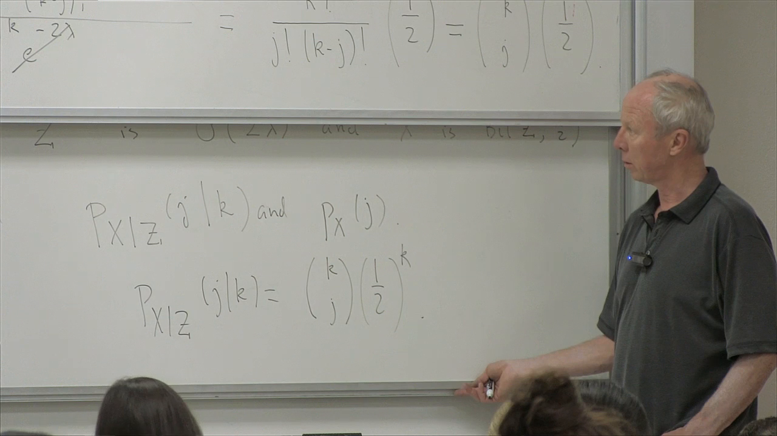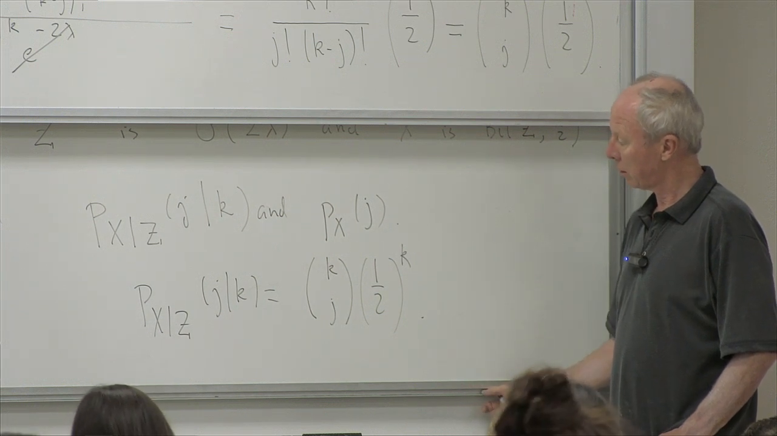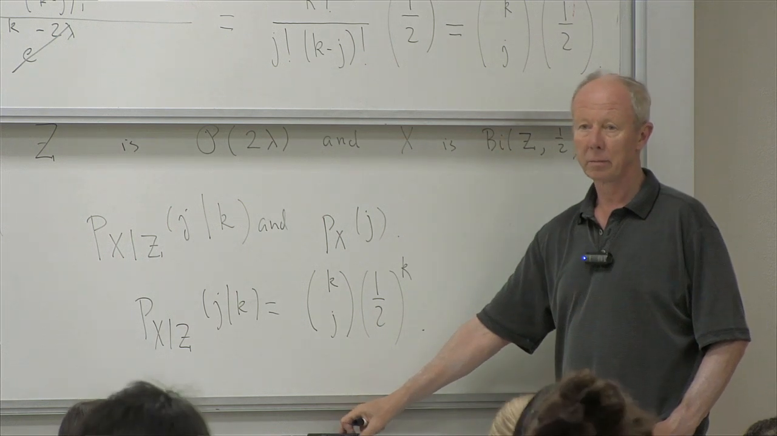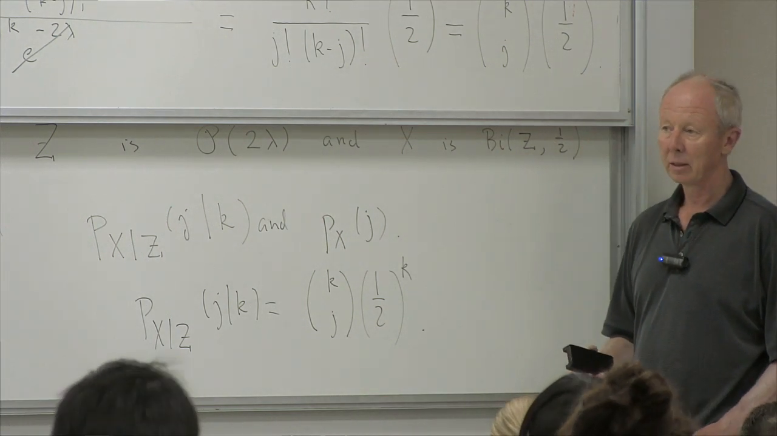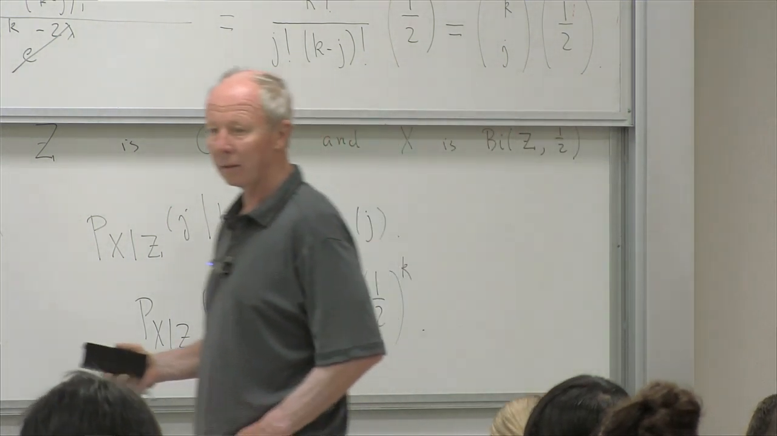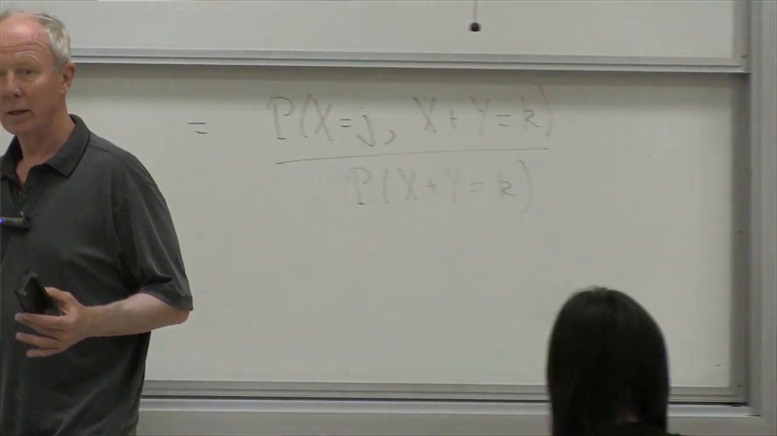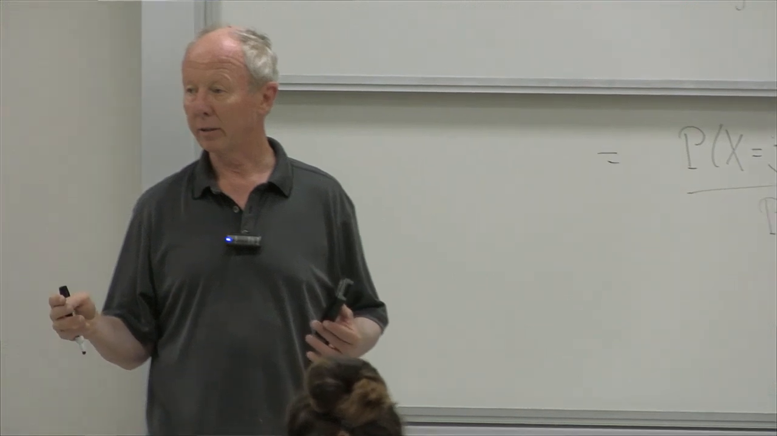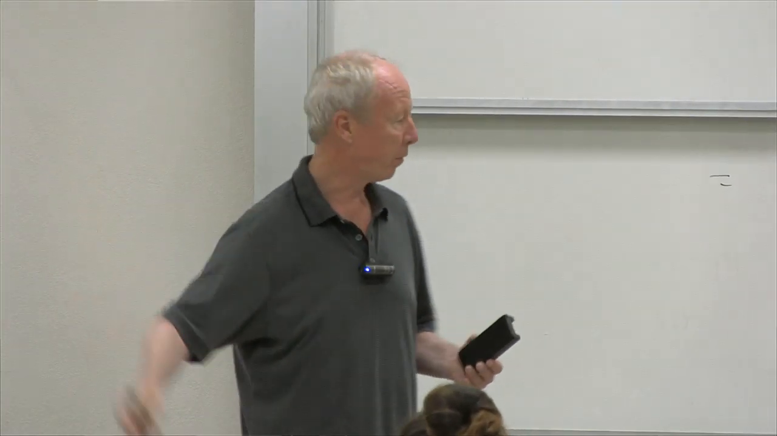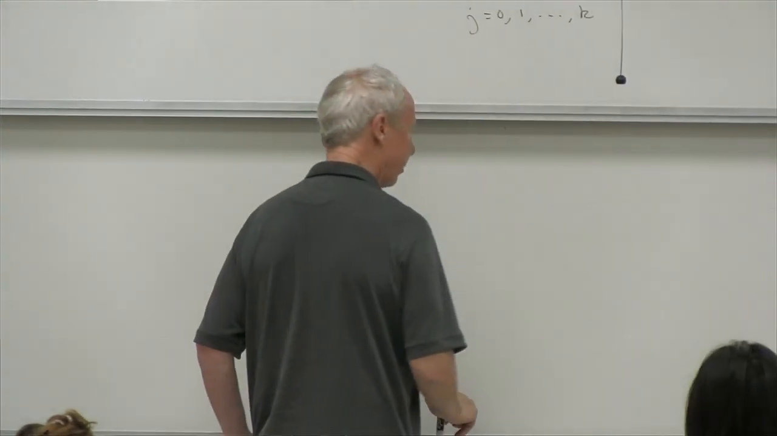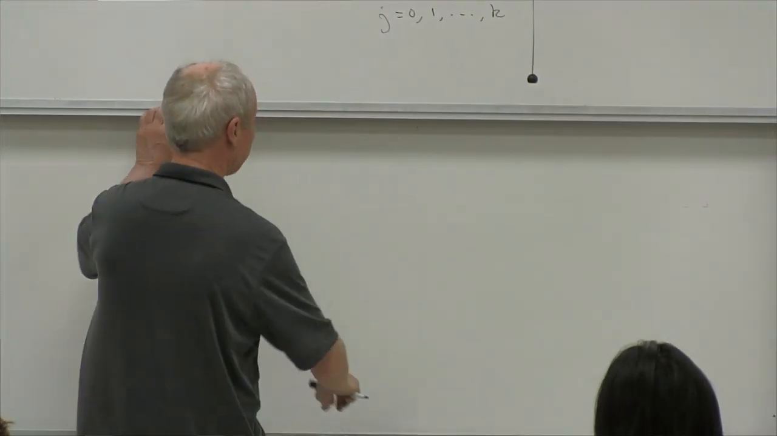Okay. So what would the marginal distribution of x be? How do you find marginals? Yeah, you have to find the joint, and then you have to sum over all the other values. So what's the joint distribution of x and z in this case?